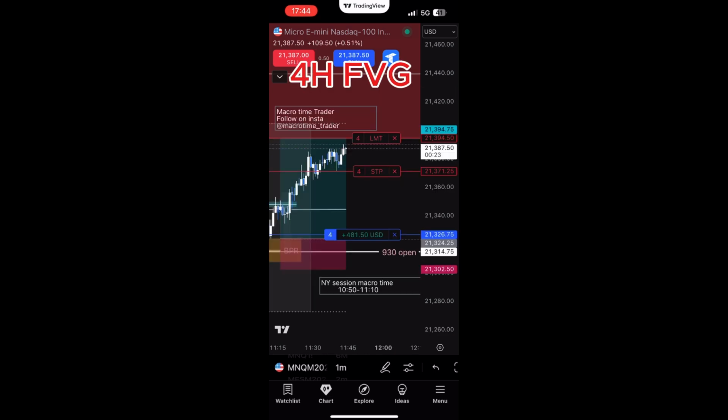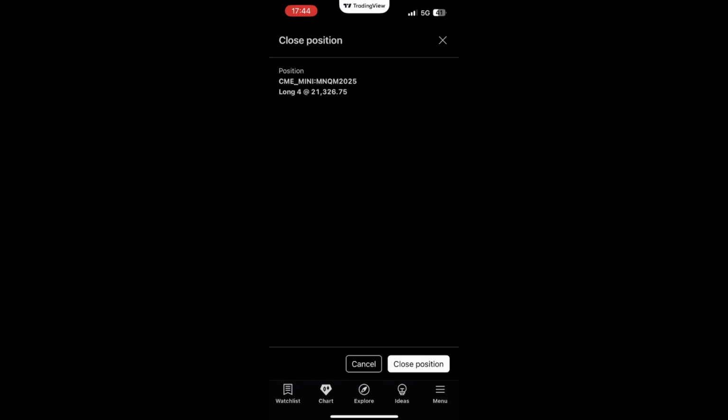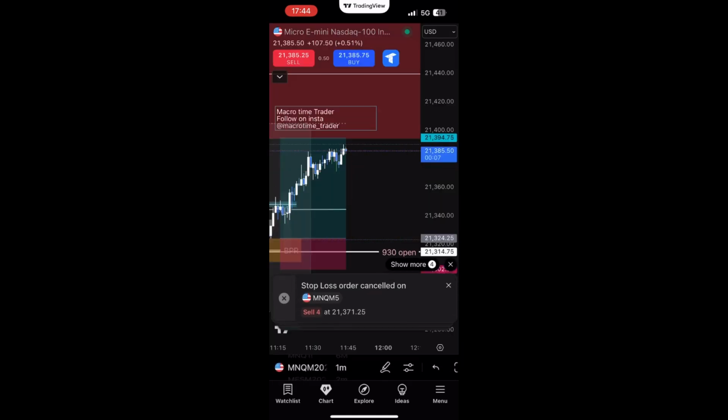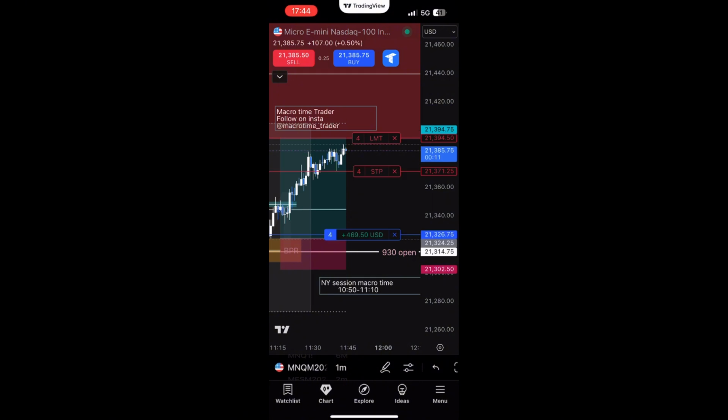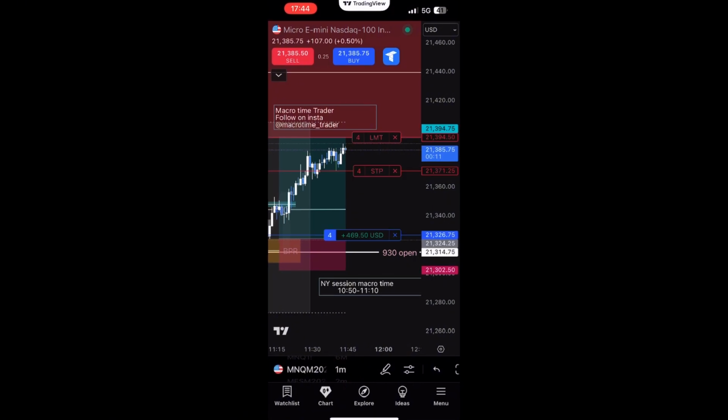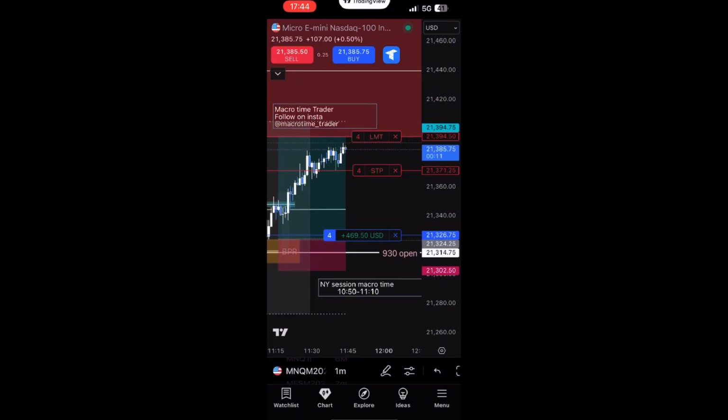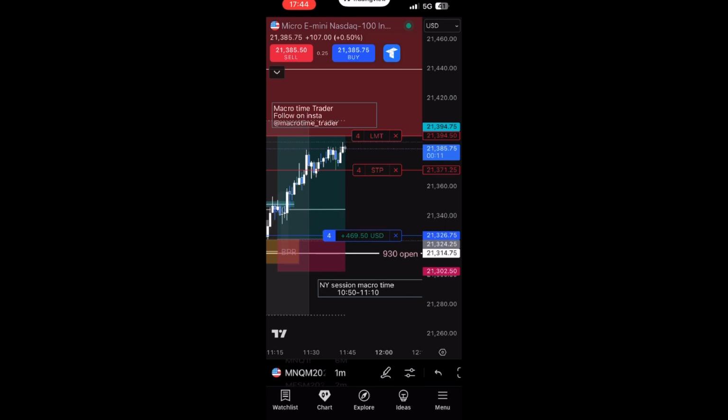As we approached the higher time frame FVG, a 4-hour imbalance marked in red, I noticed price starting to stall. Momentum was fading, and the reaction didn't feel strong. Although my original target was slightly higher, I decided to exit manually before the full take profit. I didn't want to give profits back to the market, especially after such a clean execution. This trade gave me around $500 in profit.